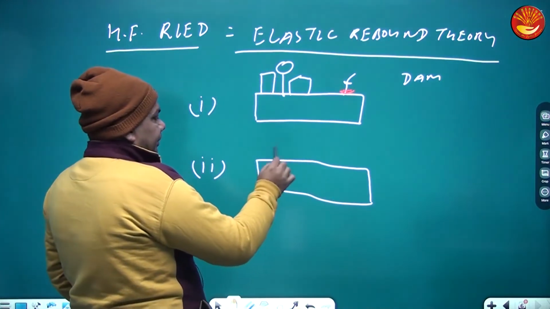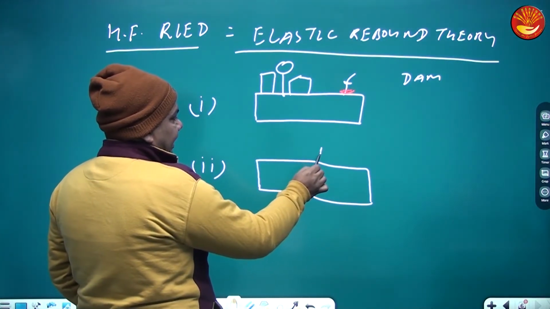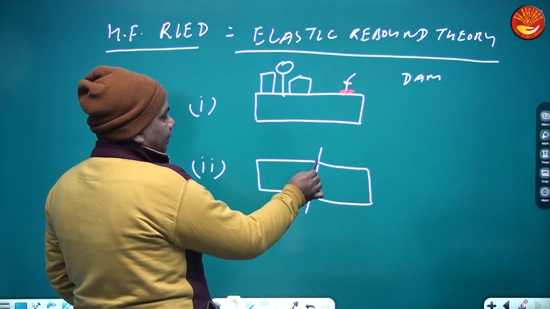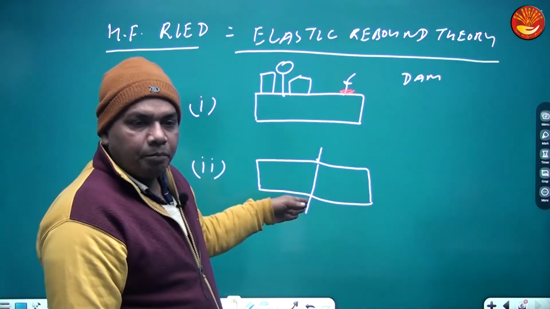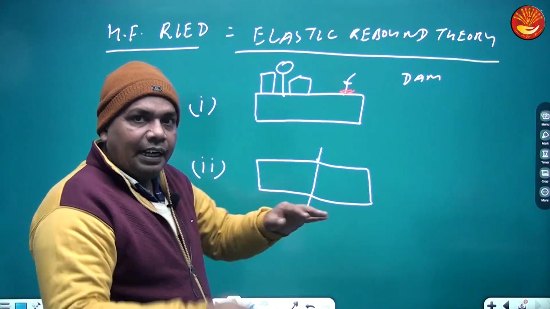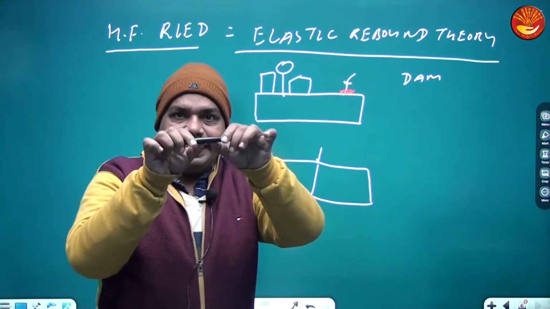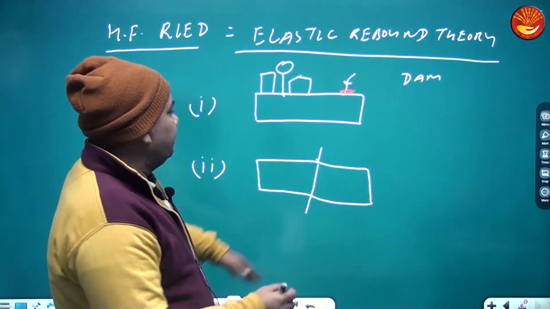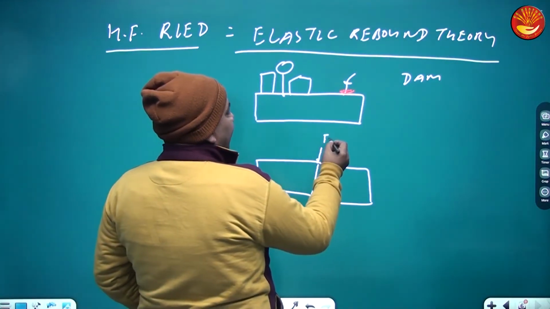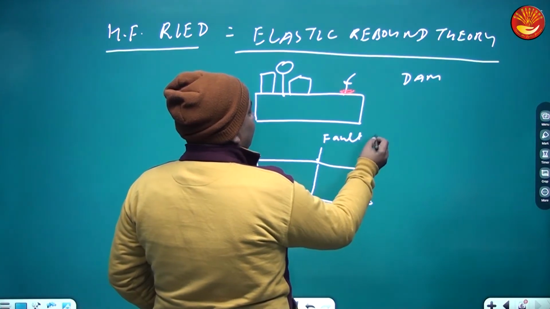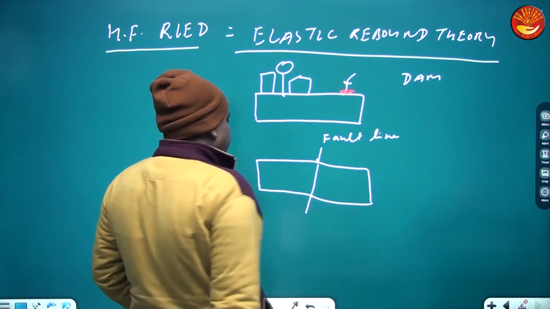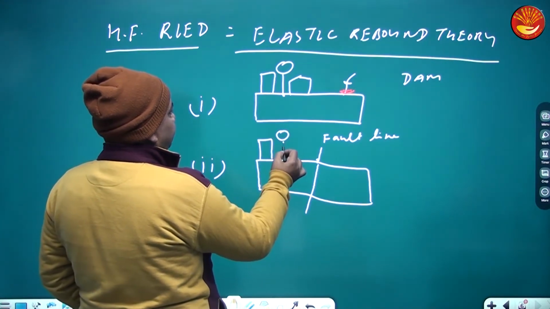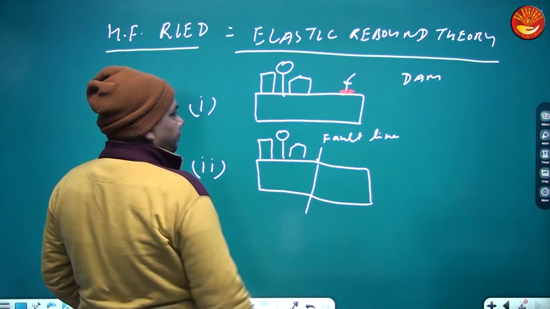The imaginary plane or axis along which the folding of rock takes place is known as the fault line. It is known as what? Fault line.